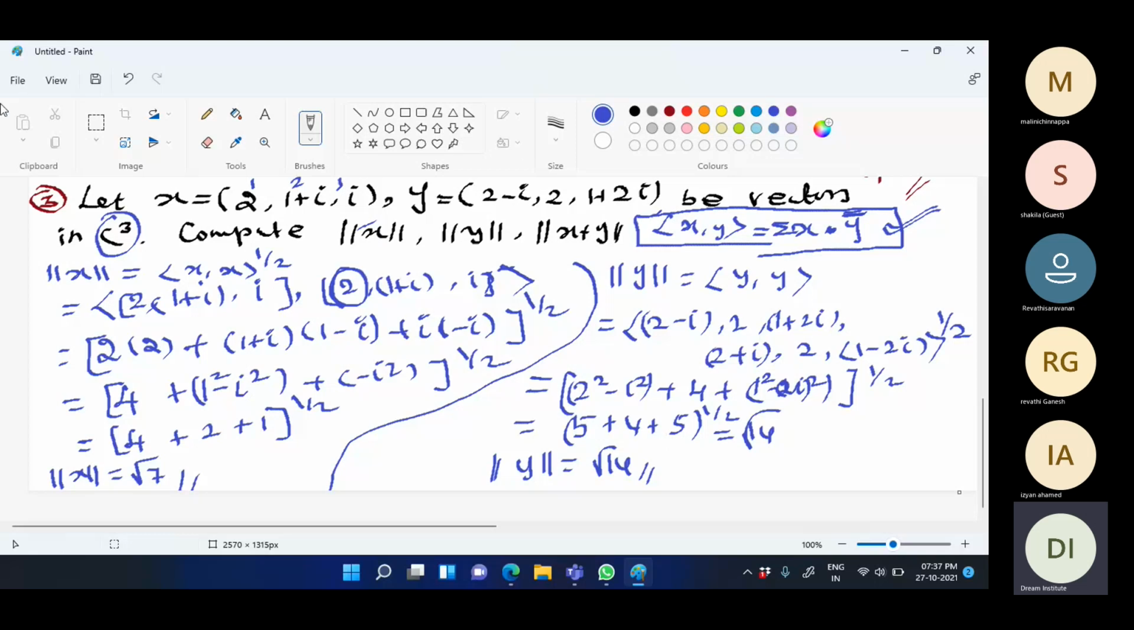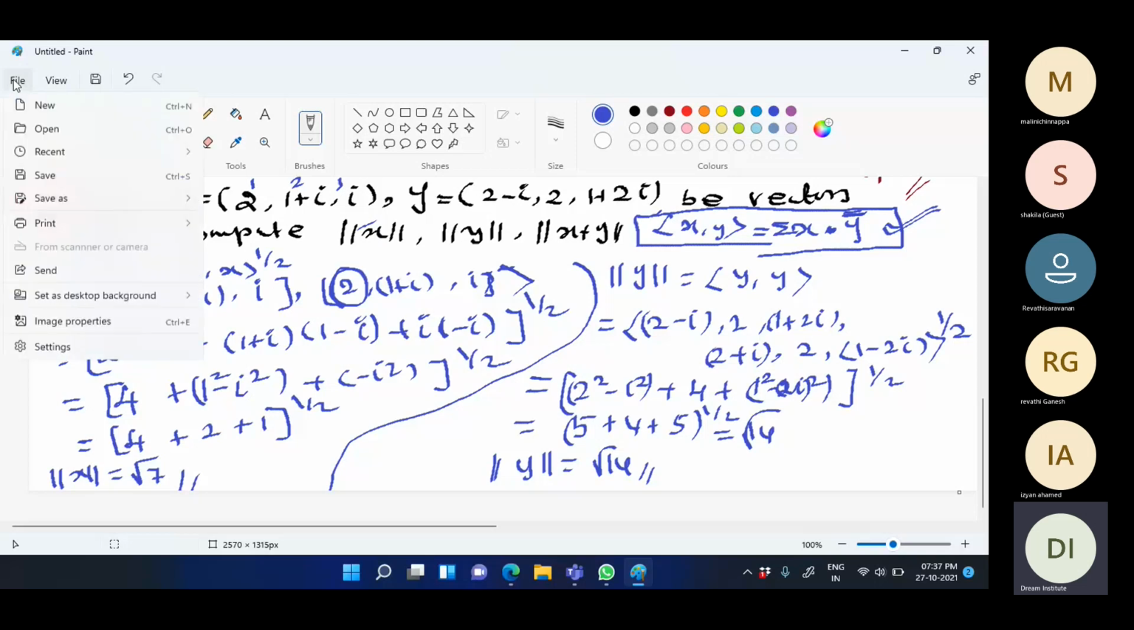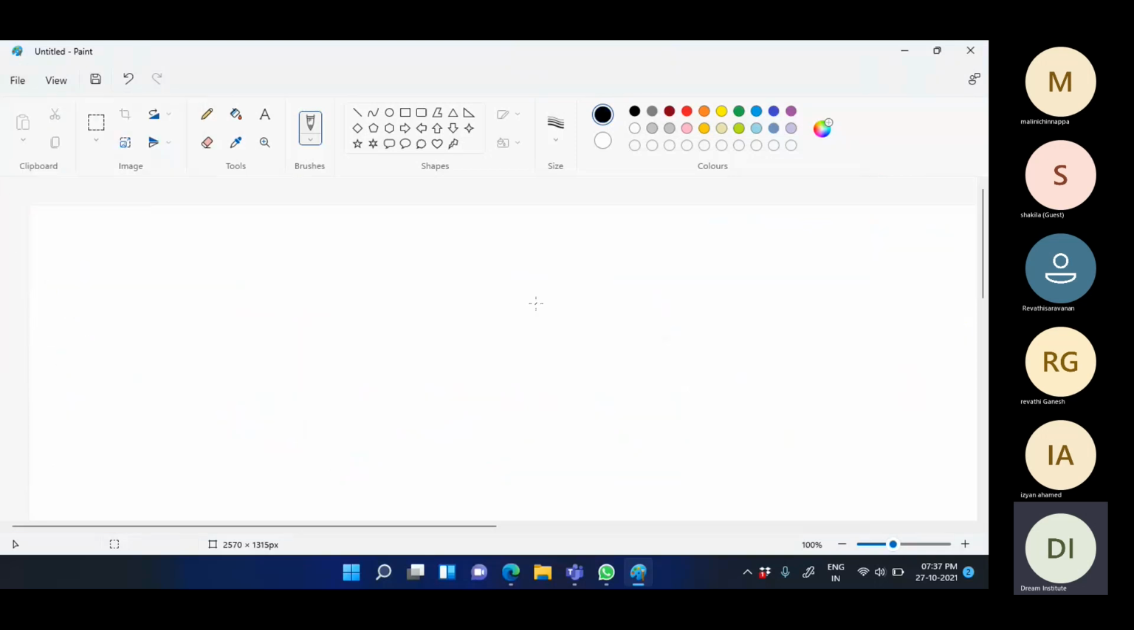Okay, let's move on. Norm of x plus y. What are the norms of x plus y? Less than or equal to norm x plus norm y. Norm of x plus y is x plus y comma x plus y, a whole power 1 by 2. This is the formula for the norm of x plus y, right? So what is the norm of x plus y?